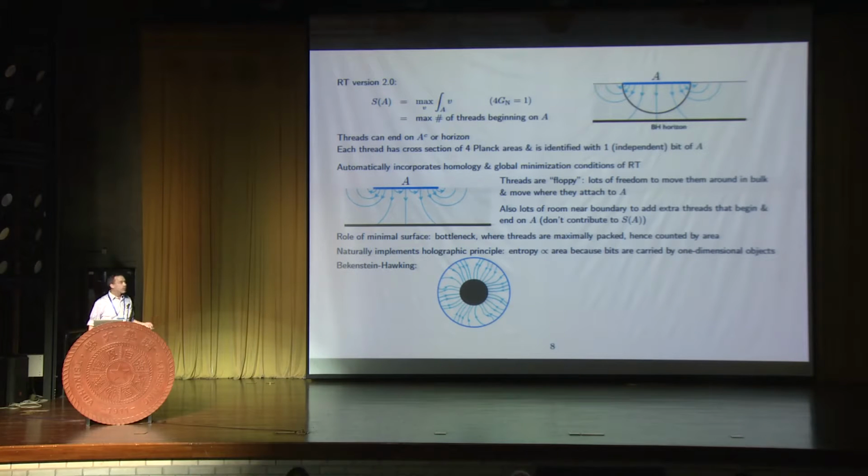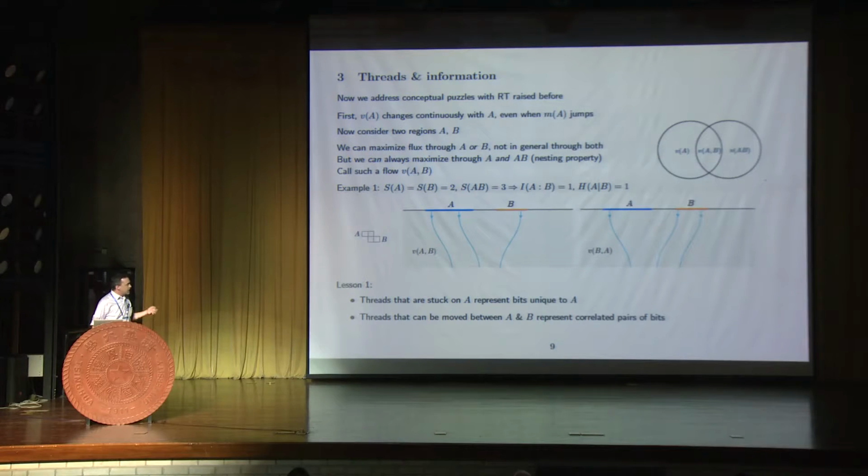And so let's see how that works. Well, the first one is very easy: you can easily show that even when the minimal surface jumps, when you have one of these phase transitions, the thread configuration is continuous. So if I change the region A, my thread configuration will always change continuously if I change A continuously. Now, the other ones had to do with having multiple regions. So let's just do 2 regions.